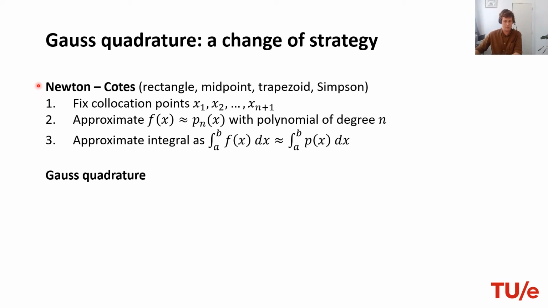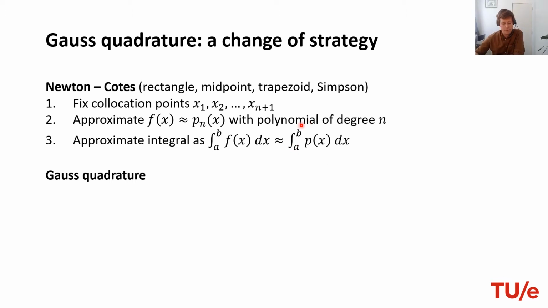Again, let me reiterate: Newton-Cotes methods fix the collocation points on the edges of the intervals, and then we just subdivide the interval based on equal subintervals. Then we approximate the function using a polynomial of degree n, and we hence approximate the integral as the integral of this polynomial that we can easily compute.